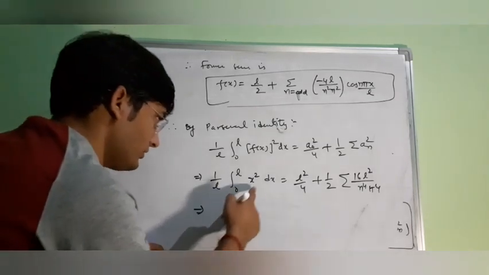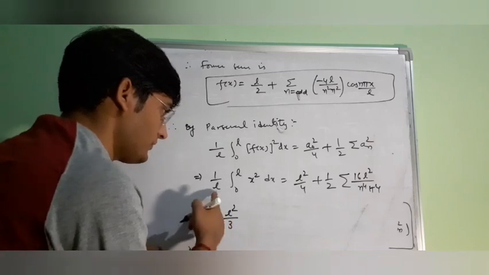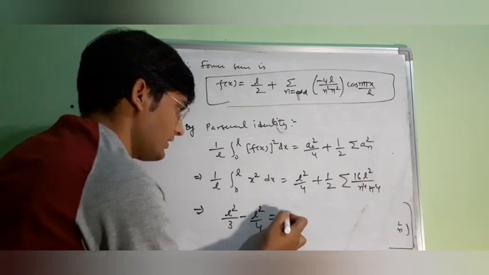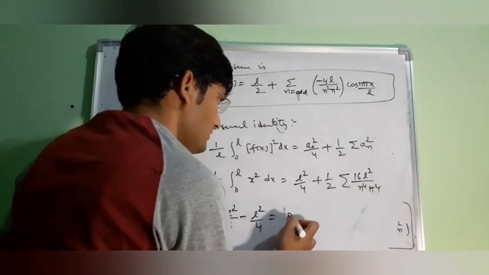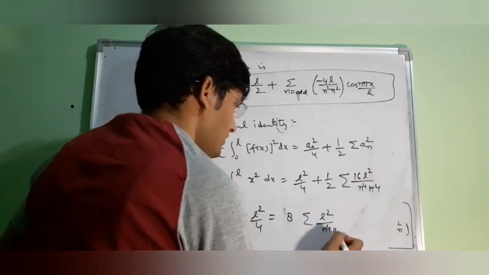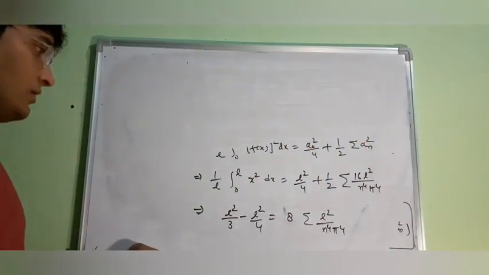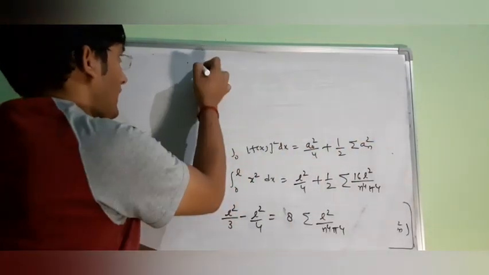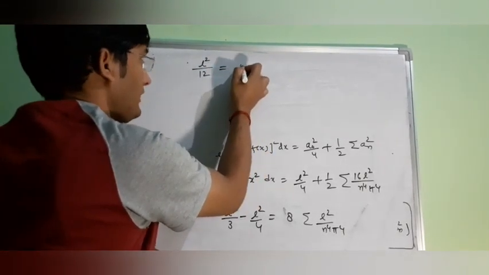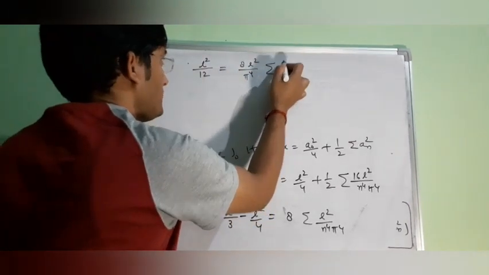So now the integration of x square will be x cube upon 3. So this will be your L square upon 3, because one L will be cancelled. From here we will have L square upon 4, and this is equal to 8 times L square upon n power 4 pi power 4. Now this will be your L square upon 12, and in the right hand side we will have 8 L square upon pi power 4 into summation 1 upon n power 4.